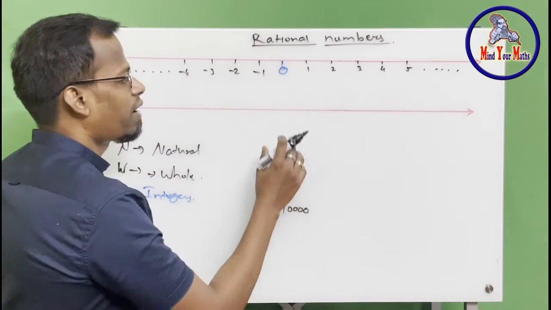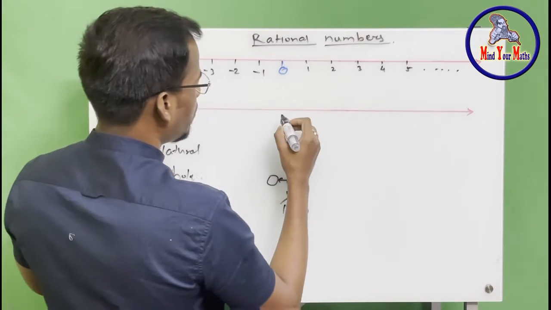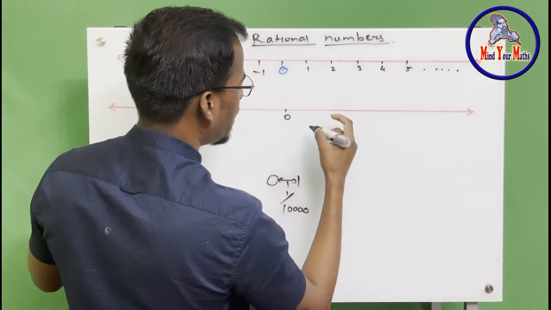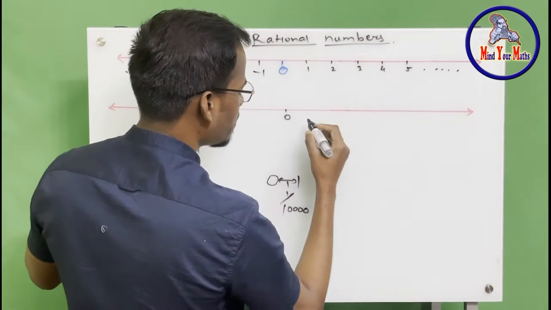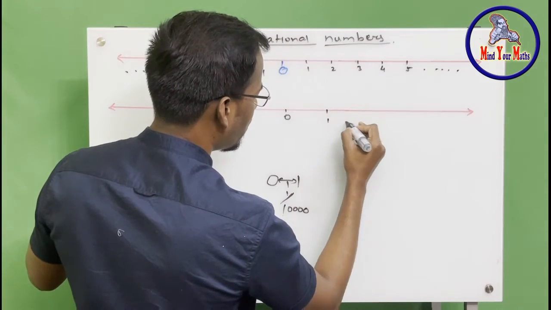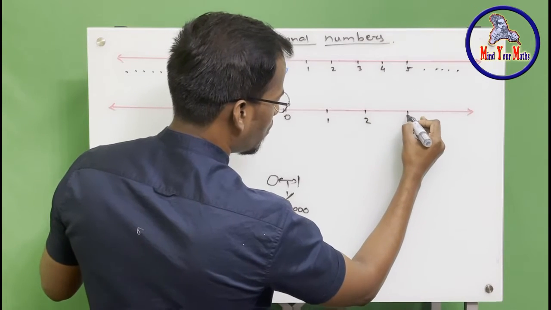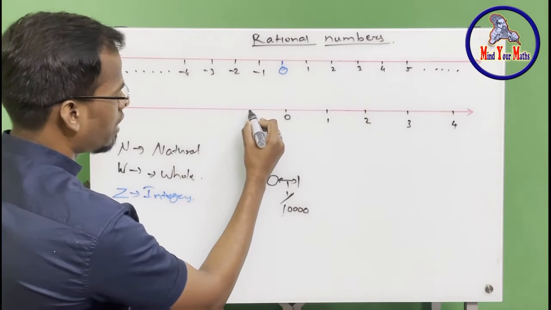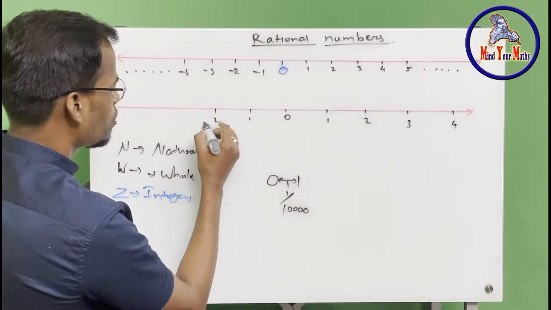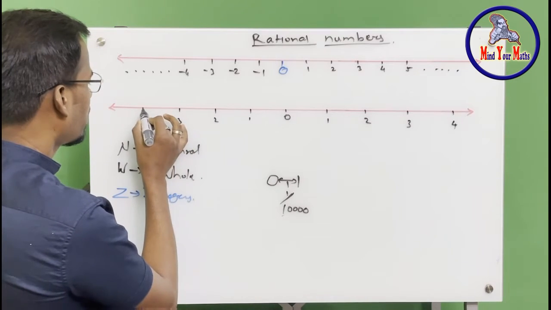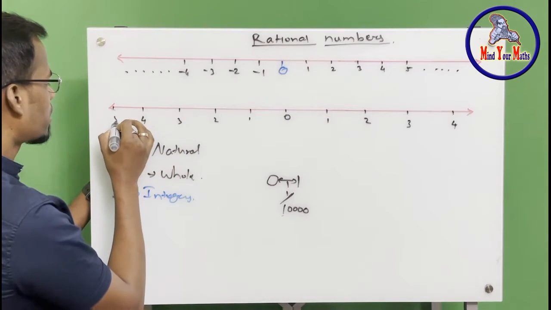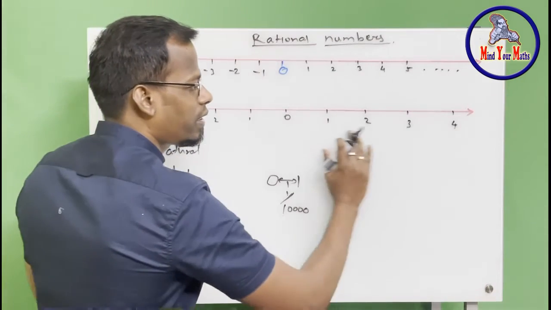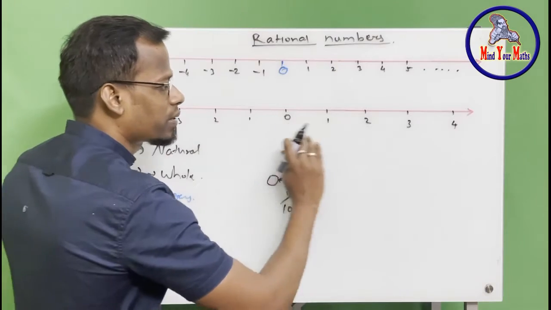So for that I will use this line. I'll put 0 here. But I will not use the same measure here. I have to have a bit more space. So I will just use maybe 1 here, and then 2, 3, and then here it is 4. And the same thing I will do on the left side as well. 1, 2, 3, 4, and then this one is 5. Okay, so this is how you mark the numbers in a straight line.